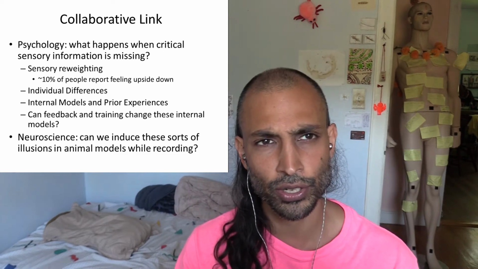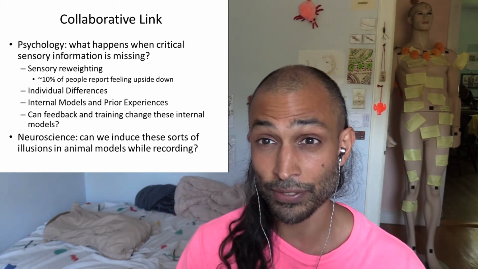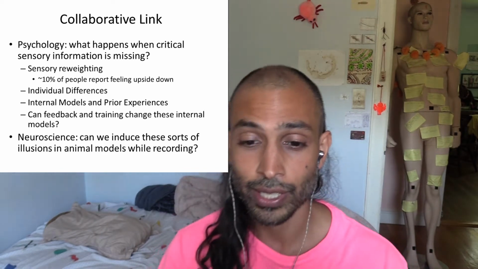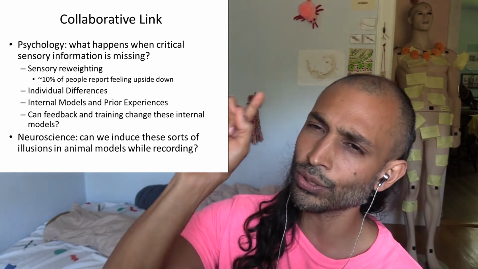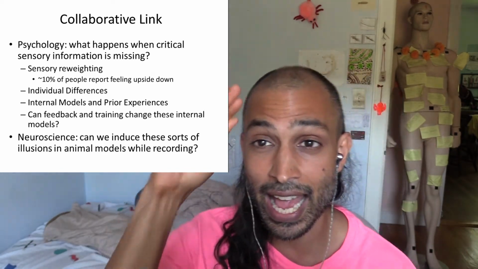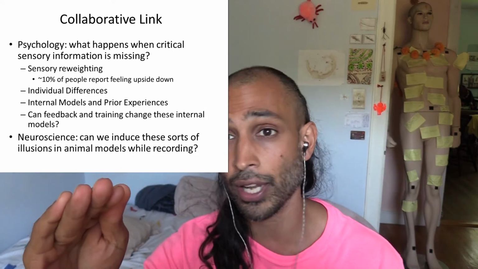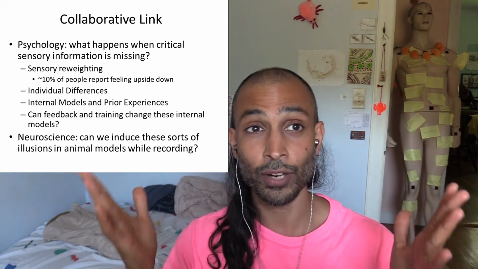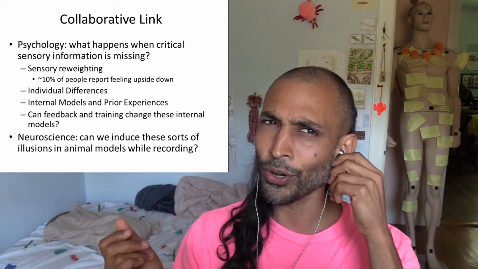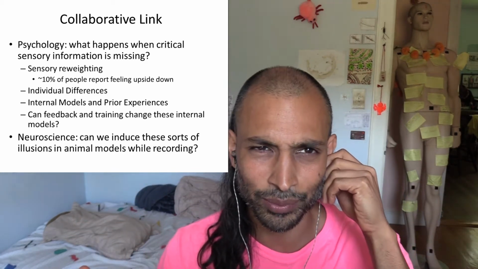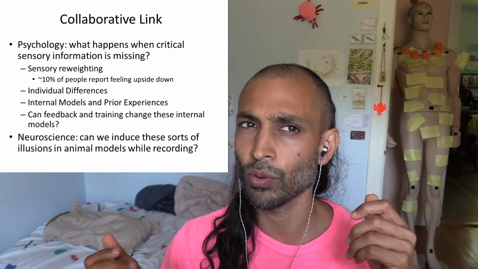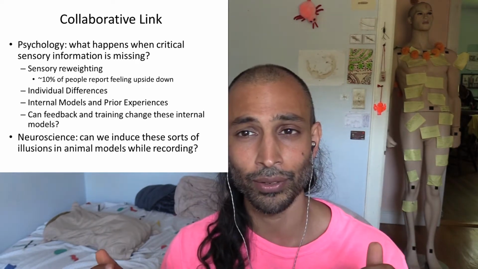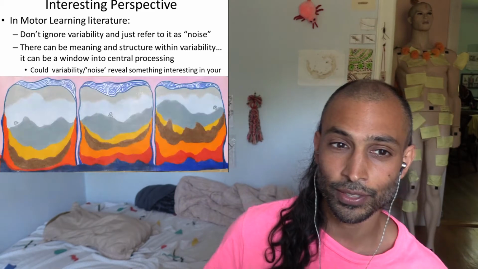Another interesting neuroscience idea that I think would be really fascinating to talk about is, can we induce these sorts of illusions in animal models? And honestly, I don't think there's a lot of literature on that while we're recording from them. And again, there are a lot of philosophical questions, like how do we know if an animal is spatially disoriented? But these are things I think are worth talking about and dreaming about and exploring. So if you're interested, definitely reach out.